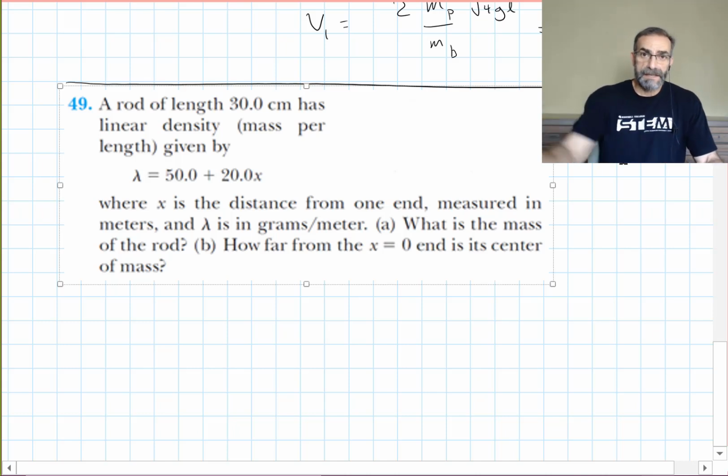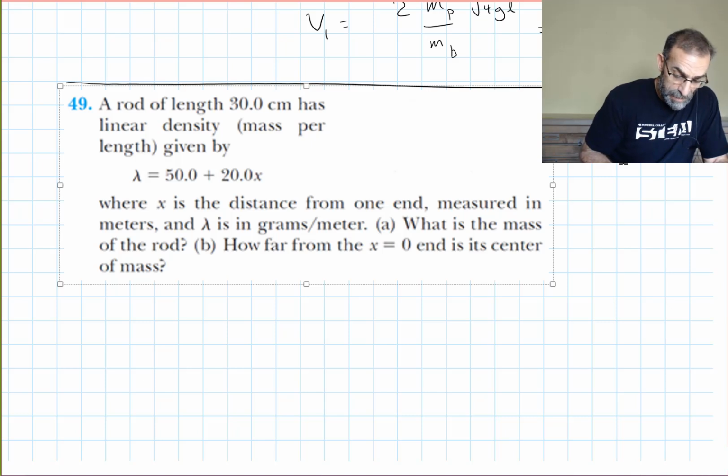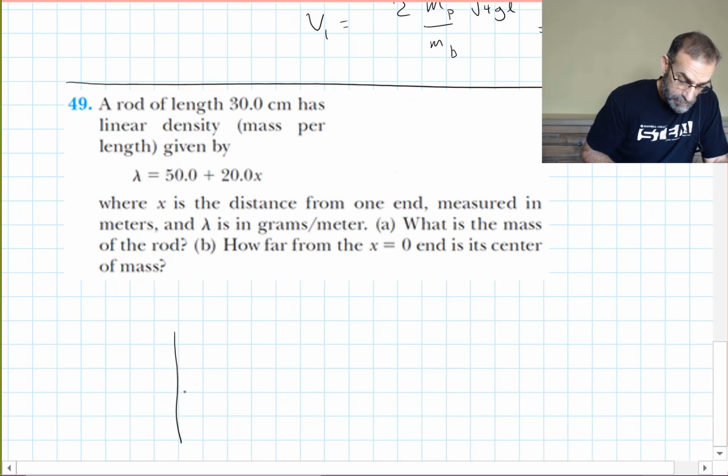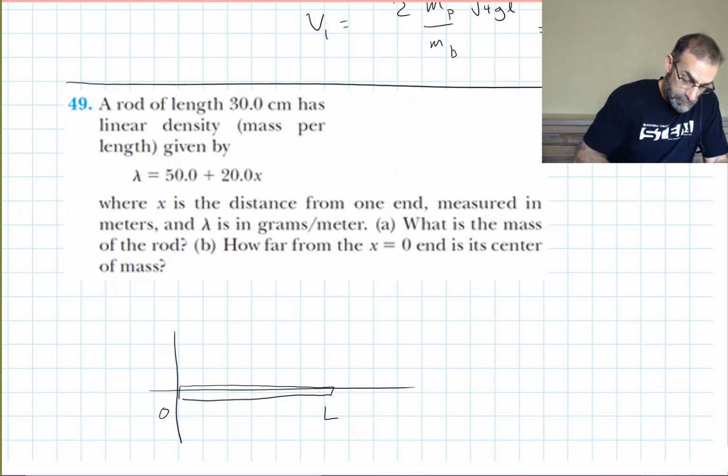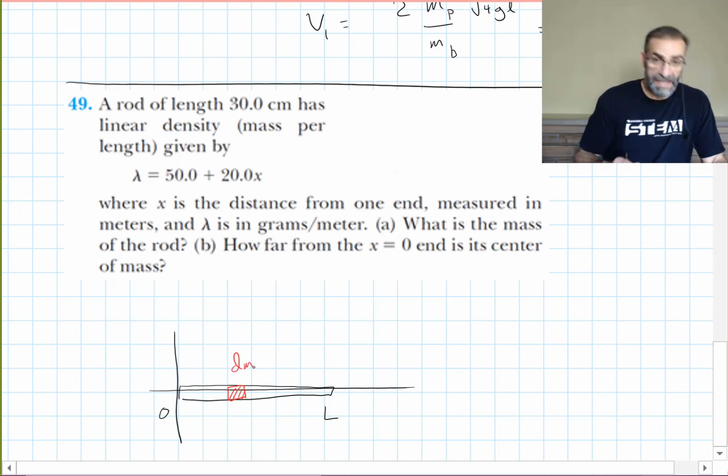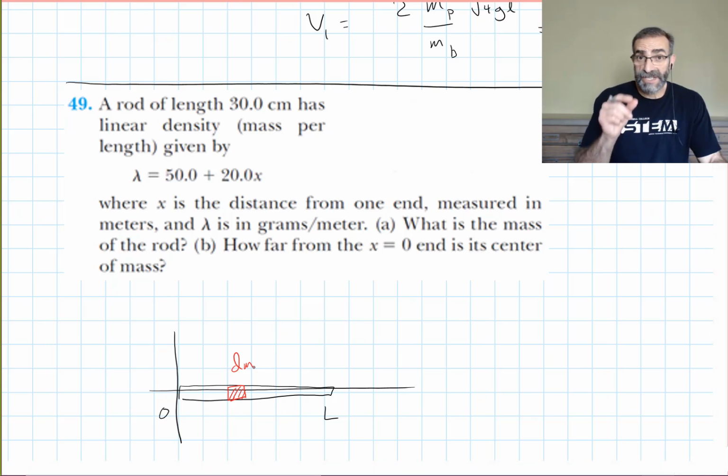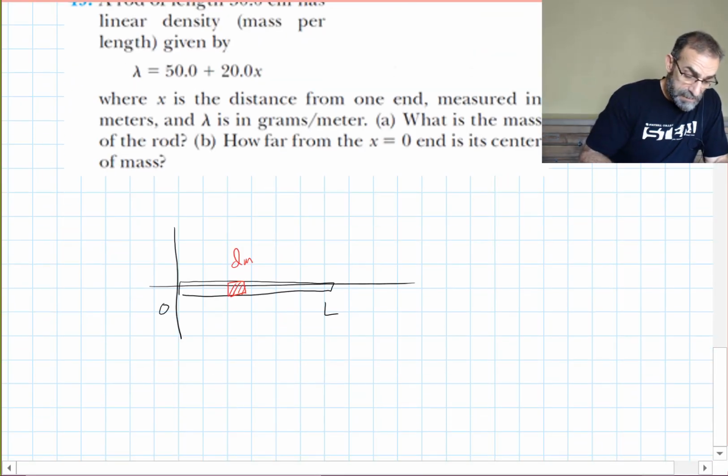Okay, center of mass. We've got a rod with one end at the origin. We'll pick some little tiny chunk of the mass and call it dm. And that little tiny chunk is so small, we can treat it like a point mass. This is a distance x, and this is a length dx.